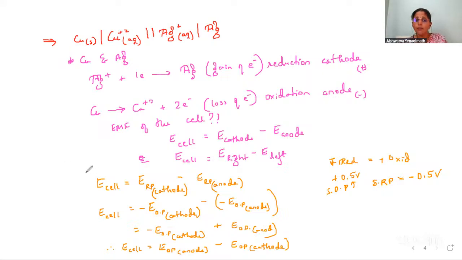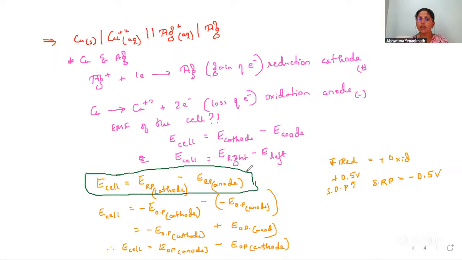Otherwise, by convention, whenever we are talking about reduction potentials, we are talking about electrode potentials, we always consider reduction potential. So for our galvanic cell, let us take this example and calculate E cell. Here E cell is E cathode minus E anode.